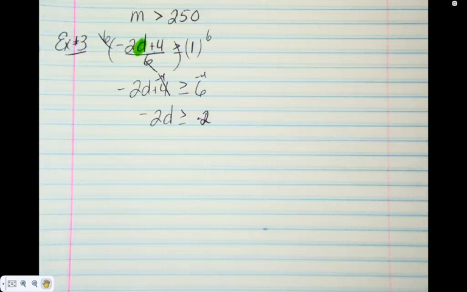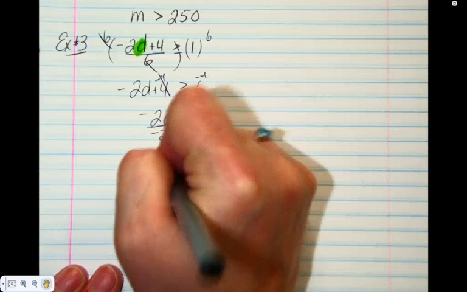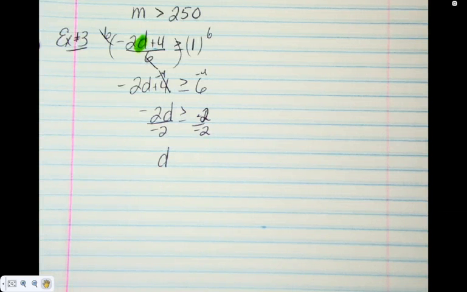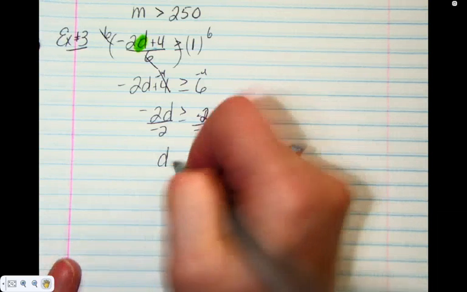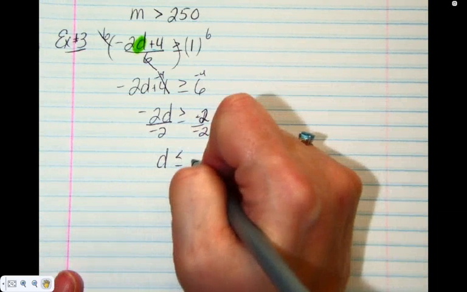What's the very last step in every equation, every inequality, everything we've done in this unit? Divide by the coefficient. That's why you study at home or in your class in period 1. Flip or no flip? No flip. 2 divided by negative 2?